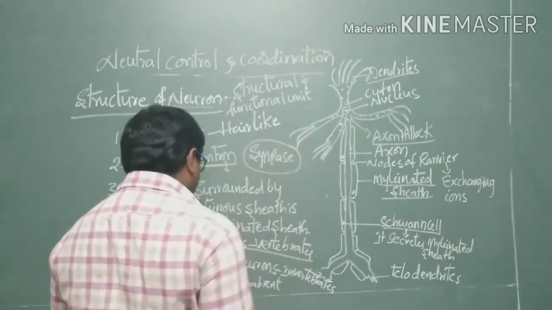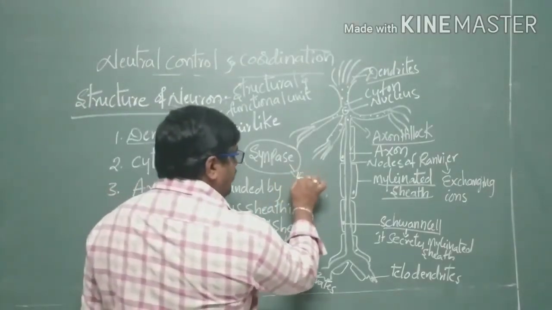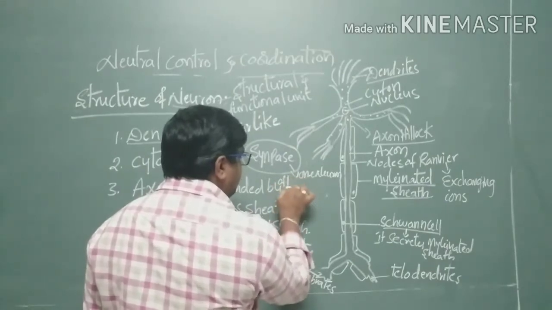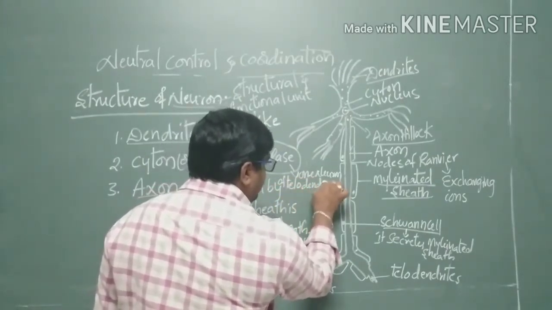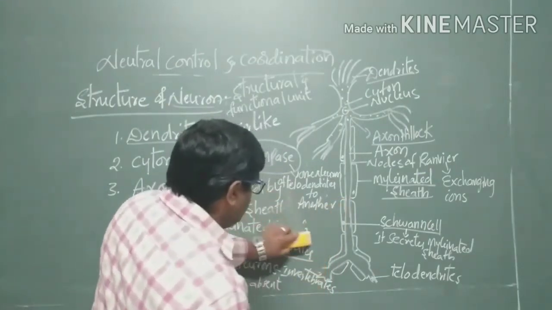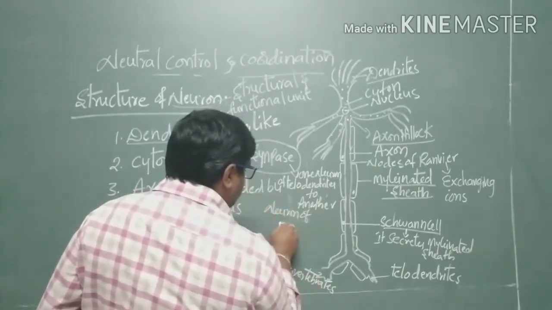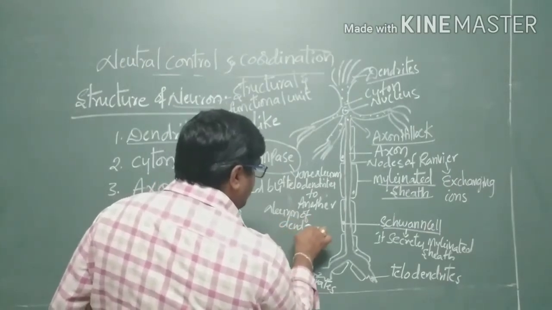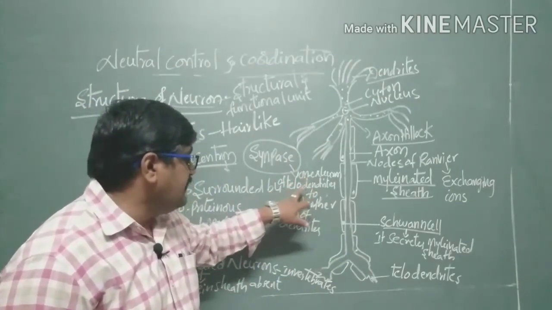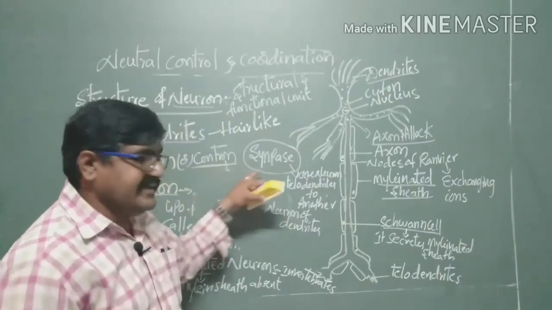So what is a synapse? The information passes from the telodendrites of one neuron to the dendrites of another neuron. So information is passed from the telodendrites of one neuron to the dendrites of another neuron. If information is passing, then this process we can call a synapse.